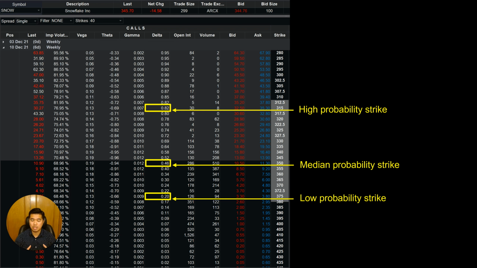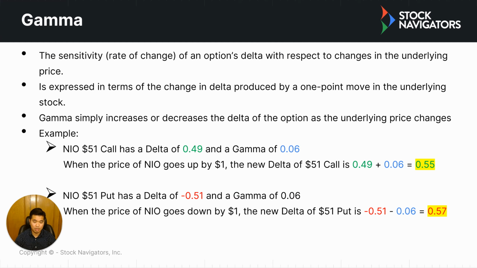When you trade options, these are the key things about delta that you have to understand, because when you purchase out of the money options, it's cheaper, but at the same time you have a lower chance of winning or a lower chance of breaking even.